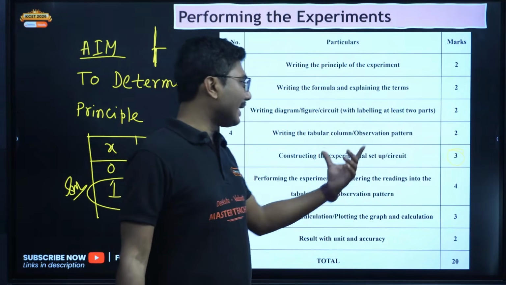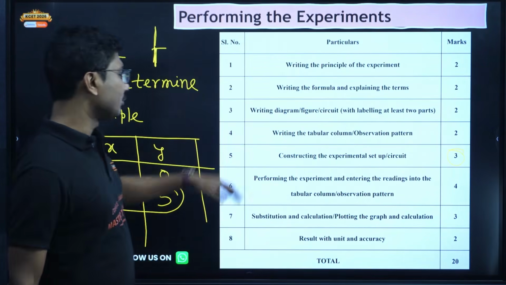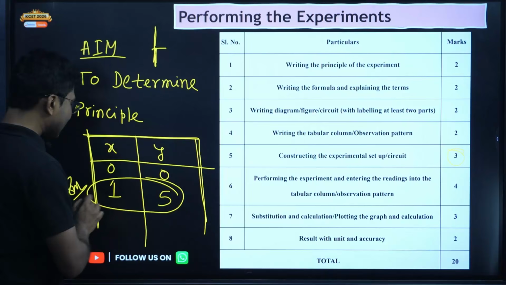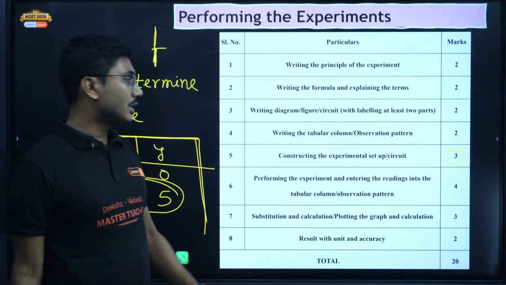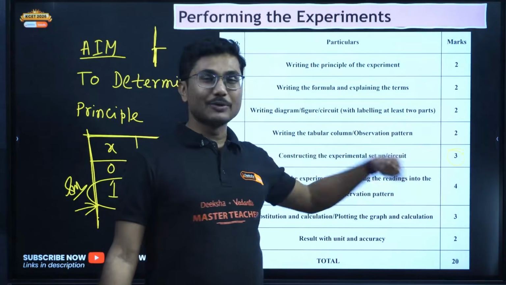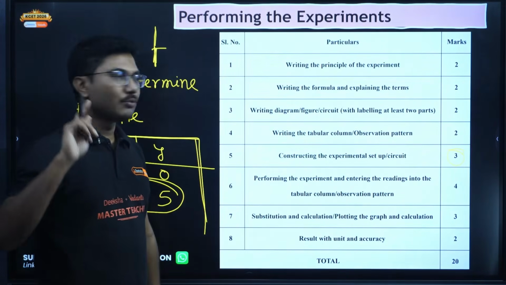This 3 marks is almost guaranteed as long as you are doing nothing wrong. Performing the experiment and entering the readings into the tabular column, observing the pattern. Just to write the tabular column, you get 2 marks. Now when you insert the data inside the tabular column, you will get 4 marks. So only for writing the tabular column and inserting the data, you will get 6 marks. So make sure you are writing the correct tabular form.